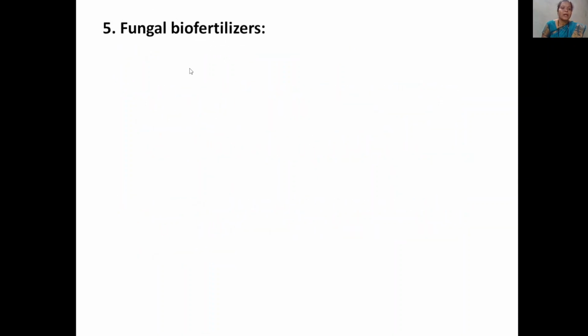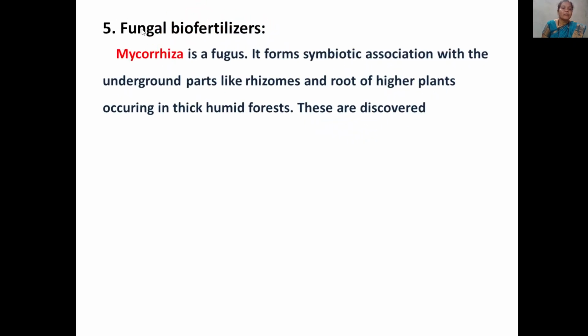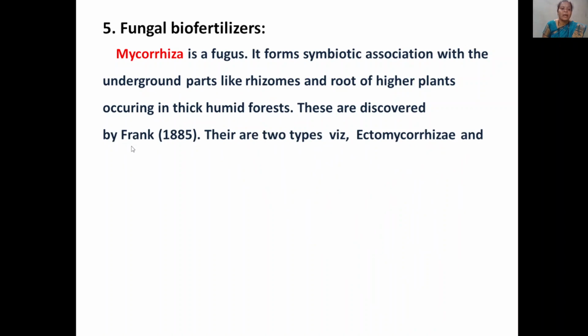Next point is fungal biofertilizer. Mycorrhiza is a fungus. It forms a symbiotic association with the underground parts, like rhizomes and roots, of higher plants occurring in thick humid forests. These were discovered by Frank in 1885. There are two types, ectomycorrhizae and endomycorrhizae.